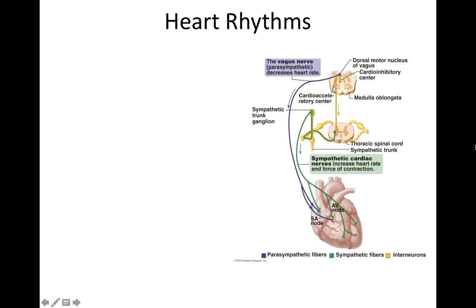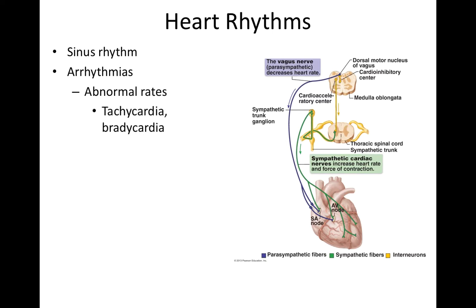So when we talk about the rhythms that are created by the SA node, the AV node, anything that is being generated in a normal rhythm by the SA node is called sinus rhythm. So this is what we would term typical. An arrhythmia is anything that isn't a typical rhythm, so it means that there is something abnormal about it. Some of them are fairly common: tachycardia and bradycardia, for example.